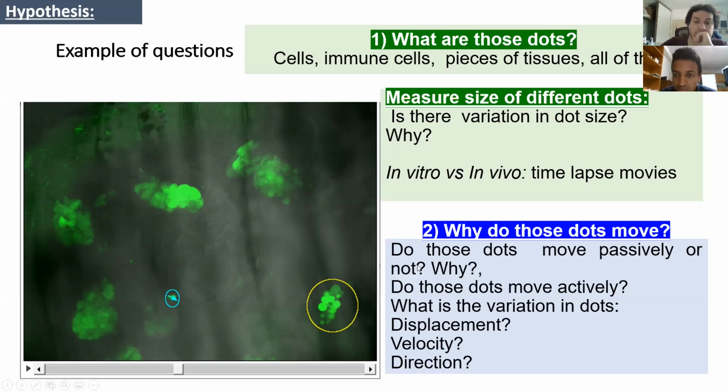What trajectories? Do they move passively? Do they move to a specific region? If they move actively, for example, do they have a projection that allows them to move? Or what do we see that is happening? Are they forming, like, you remember that they have hands? Like the fingers that you saw last time in the other one? What type of things do you see? We can measure the velocity, the displacement, the direction. There is a lot of things that you can ask.